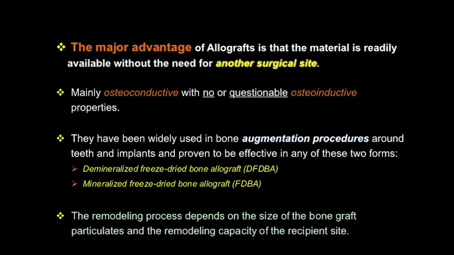They have been widely used in bone augmentation procedures around teeth and implants, and proven to be effective in many of these two forms, whether they come in the form of demineralized freeze-dried bone allograft or mineralized freeze-dried bone allograft. The remodeling process depends on the size of the bone graft particulates and the remodeling capacity of the recipient site, i.e. some of them come in bigger or smaller sizes, so you have to pick the size according to the procedure you are performing and the site you are augmenting.